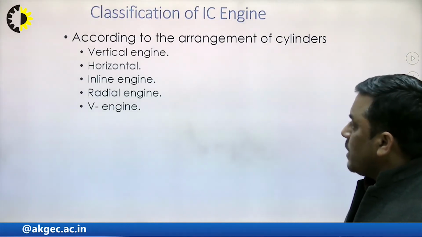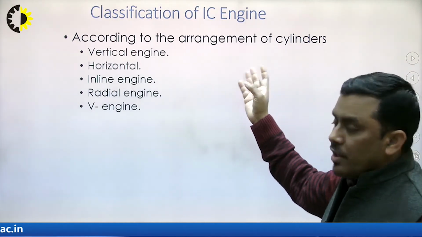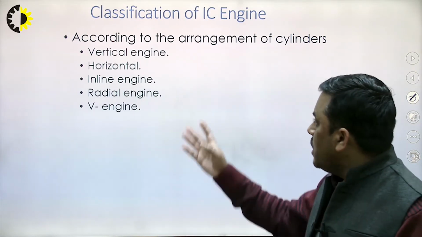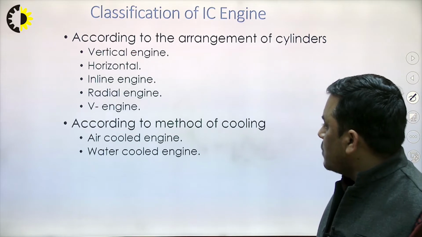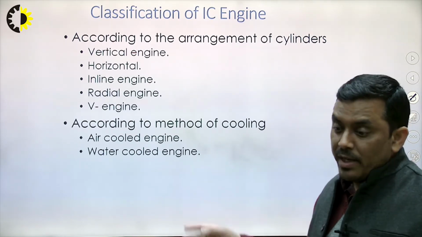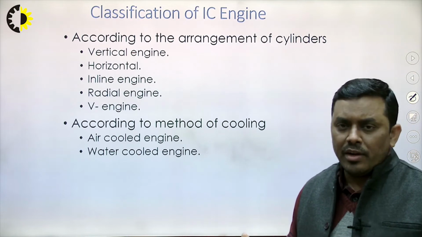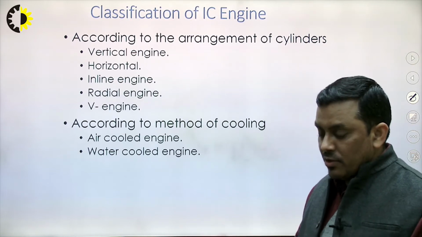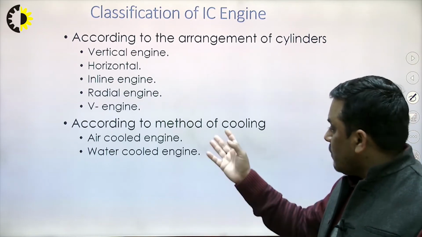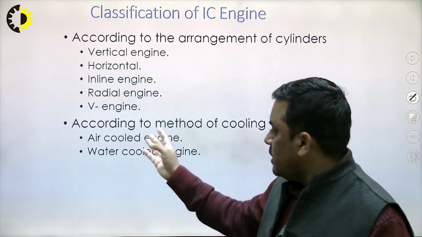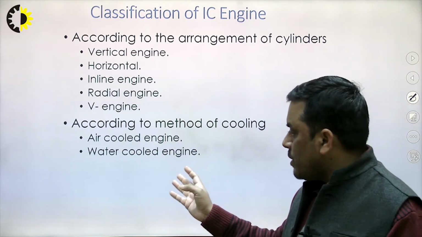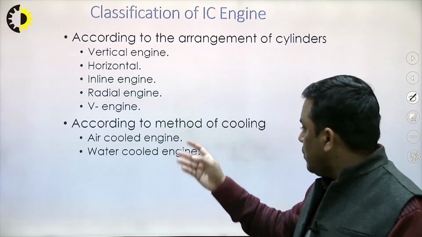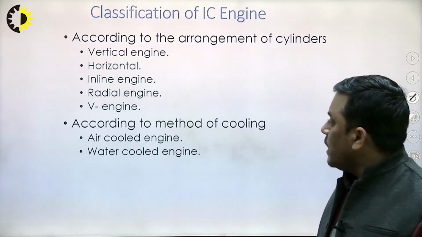Classification on the basis of the arrangement of cylinders, how the cylinders are arranged: vertical, horizontal, in-line, radial, V engine. This is one classification. According to the type of cooling, obviously whenever we burn the fuel inside the cylinder, a large amount of energy is released, which causes a temperature rise in the cylinder. So it is necessary to cool the engine. Sometimes air cooled engines are sufficient to maintain the temperature, but sometimes we have to go for a water cooled engine along with some coolant. So on the basis of the cooling system we can also classify the engine.